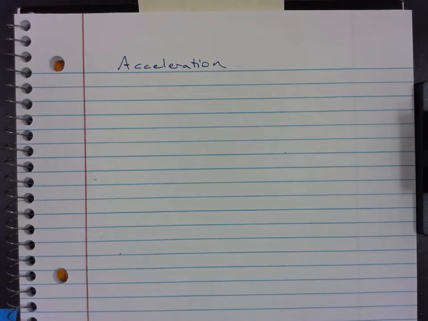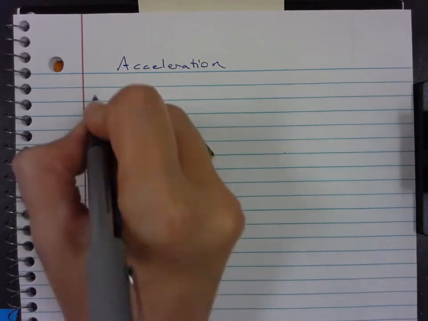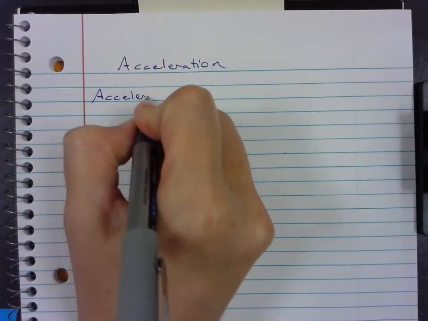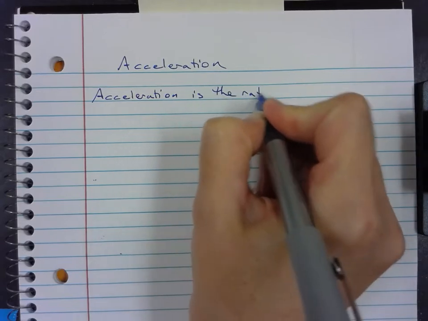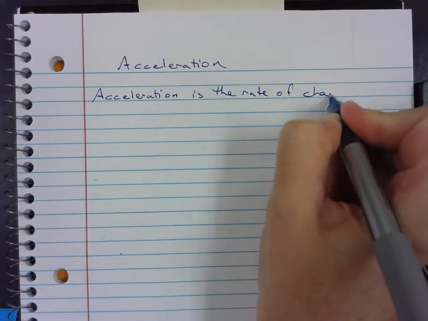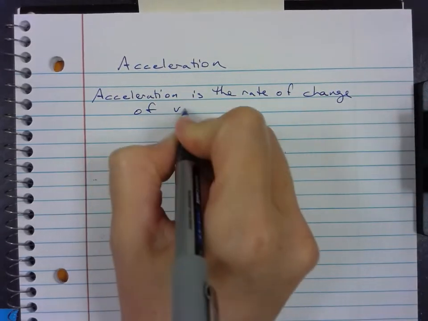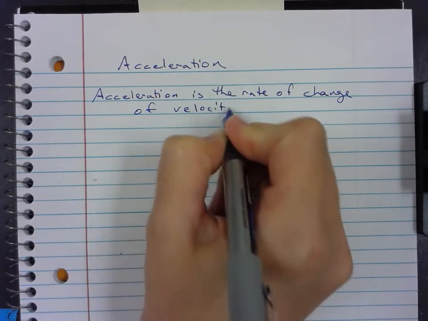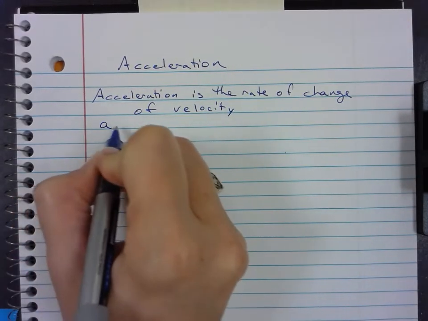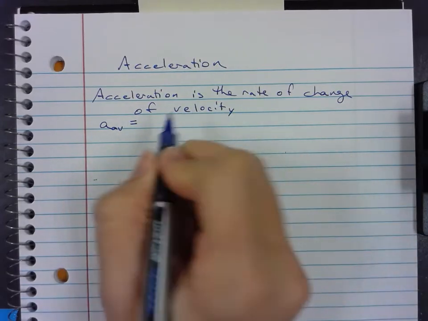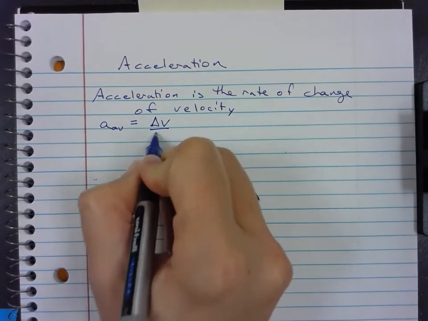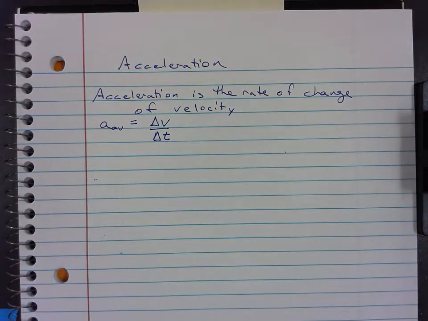So now let's talk about acceleration. Acceleration is the rate of change of velocity. Written as an equation, a average, and again we'll come back to instantaneous later, is the change in velocity divided by the time it takes to change.